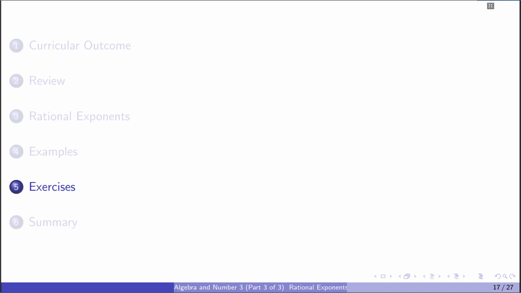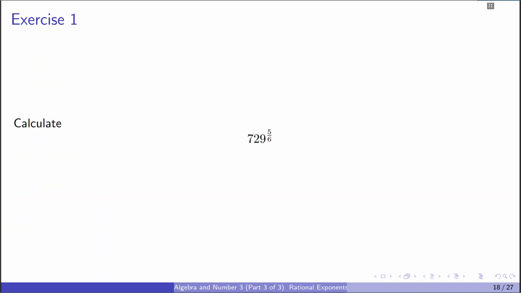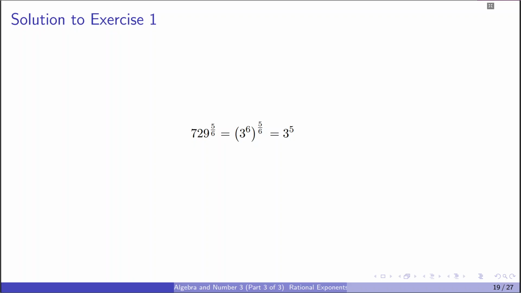Here are some examples for you to work on. Calculate 729 to the 5 over 6. Pause now if you need more time. Right, so 729 to the 5 over 6, we break it down as powers of 3 and resimplify. 243.